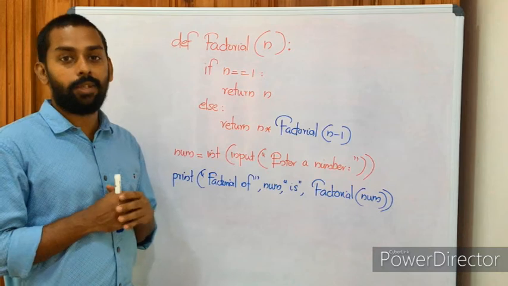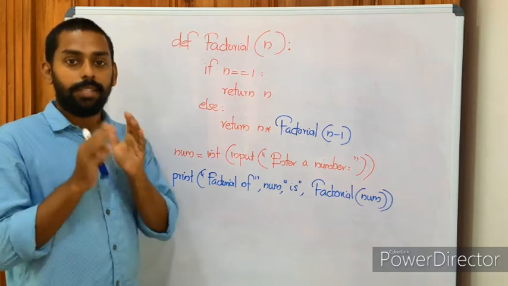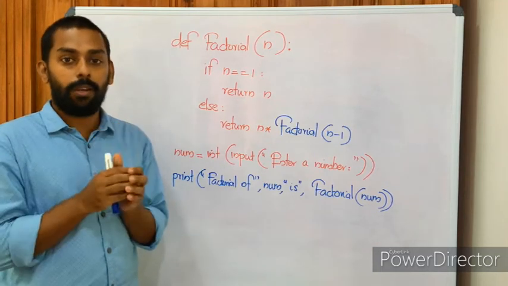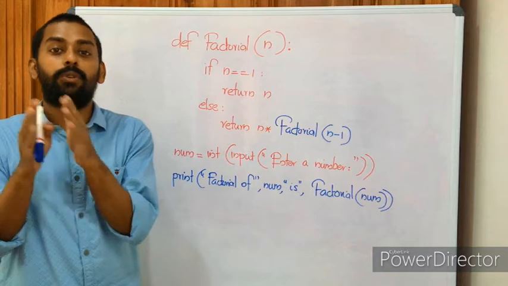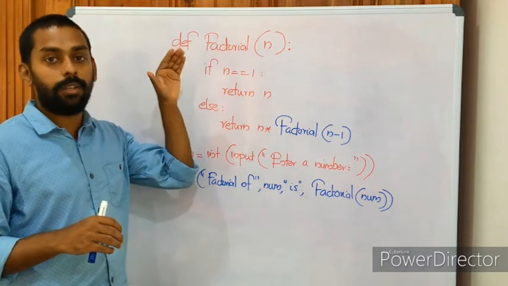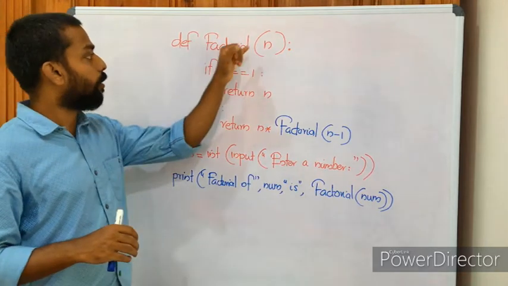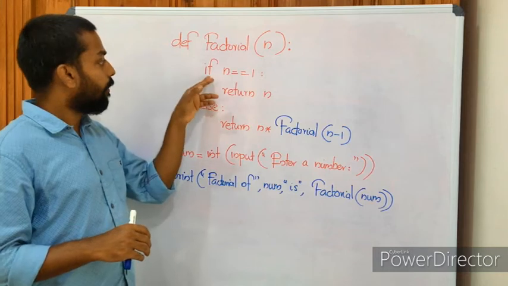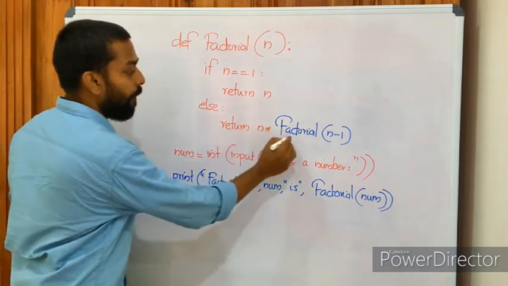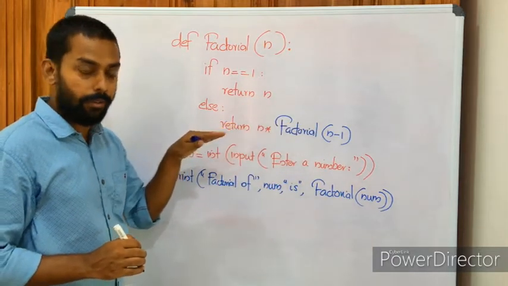We are finding the factorial of a number. You know what factorial is? 3 factorial equals 3 into 2 into 1, that is equal to 6. Then 4 factorial equals 4 into 3 into 2 into 1. So we are finding the factorial of a number using recursion. Here we have a definition part, def factorial, which takes parameter n. If n equals 1, return n, else return n into factorial of n minus 1. We know what it is. It is a function calling statement.